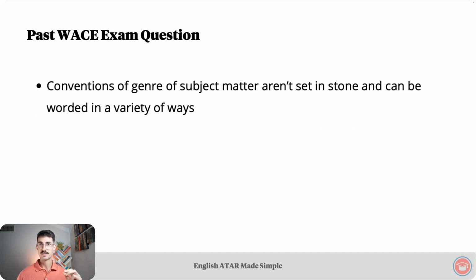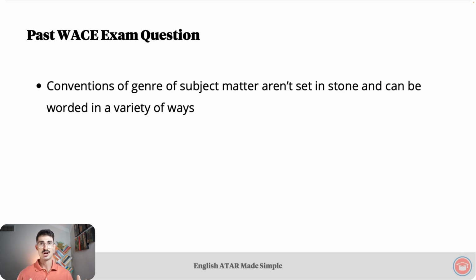The final point in this part of the lesson was that conventions of genre of subject matter aren't set in stone and they can be worded in a variety of different ways. For instance, a post-apocalyptic setting or a grim setting, you can use either of those words to describe the setting. What matters is your analysis of that setting in the relevant text. That is all for this lesson on generic conventions, and that wraps up our discussion of genre.